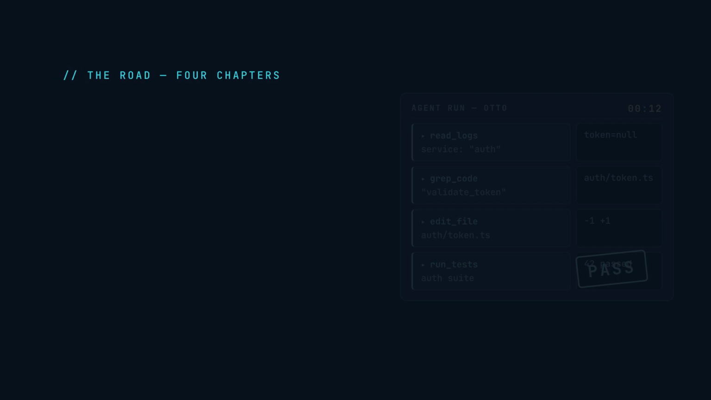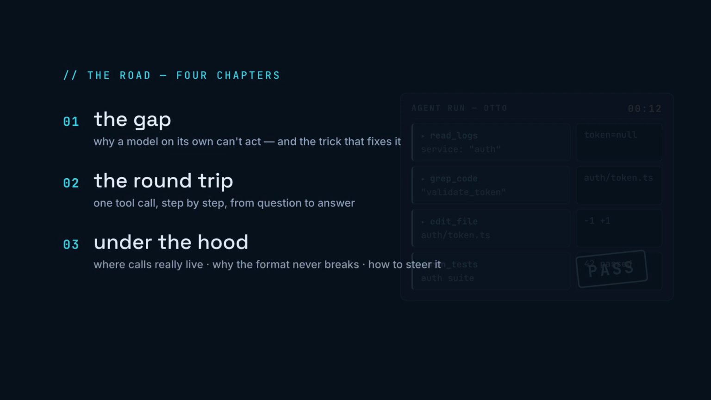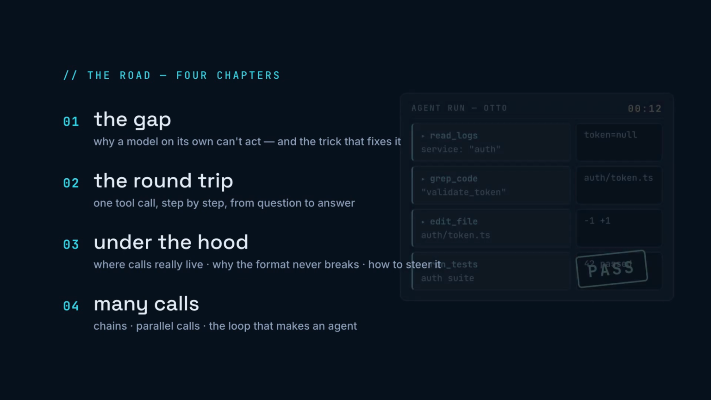Here's the road. 4 chapters. 1. The gap. Why a model on its own cannot act, and the trick that fixes it. 2. The round trip. 1 tool call, step by step, from question to answer. 3. Under the hood. Where calls actually live, why the format never breaks, and how you steer it. 4. Many calls, chains, parallel calls, and the moment tool calling becomes an agent. By the end, that 12-second run will read like plain text to you. Let's go.